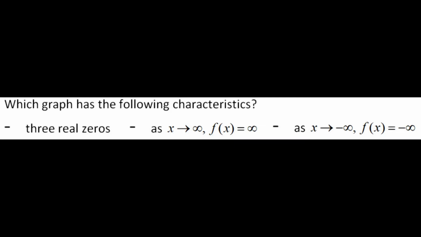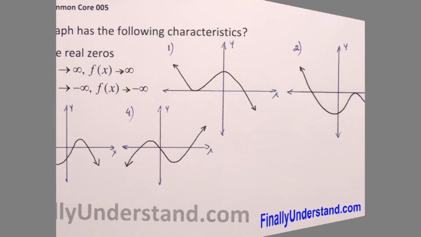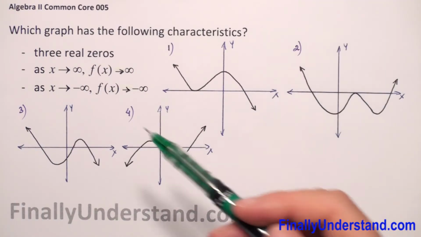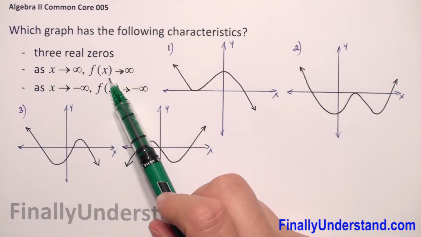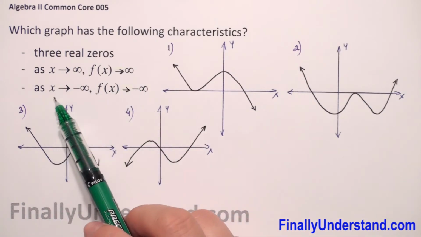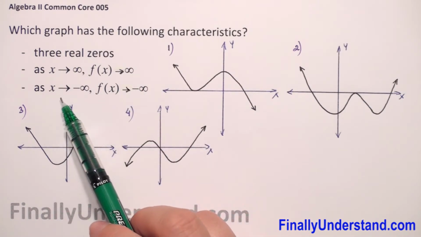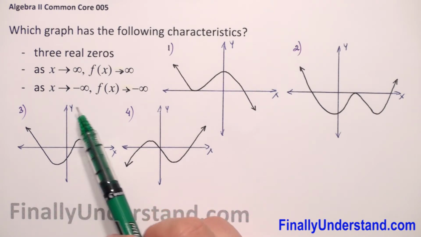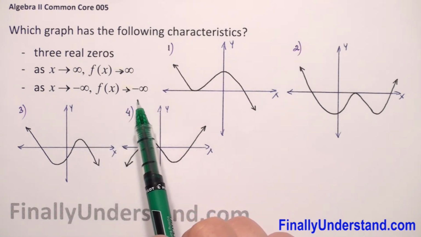Which graph has the following characteristics? 3 real zeros. As x goes to positive infinity, the value of f of x goes to positive infinity. As x goes to negative infinity, f of x goes to negative infinity.